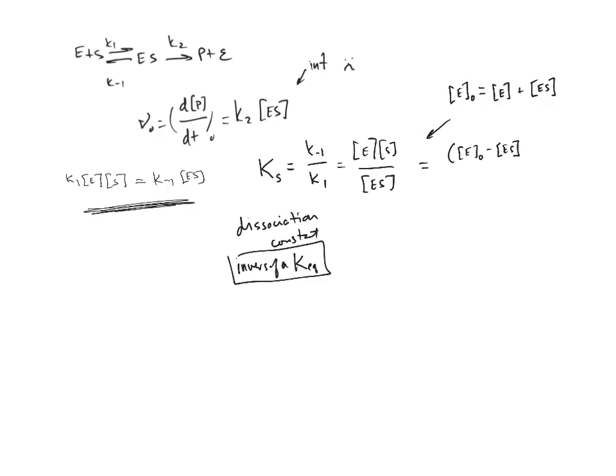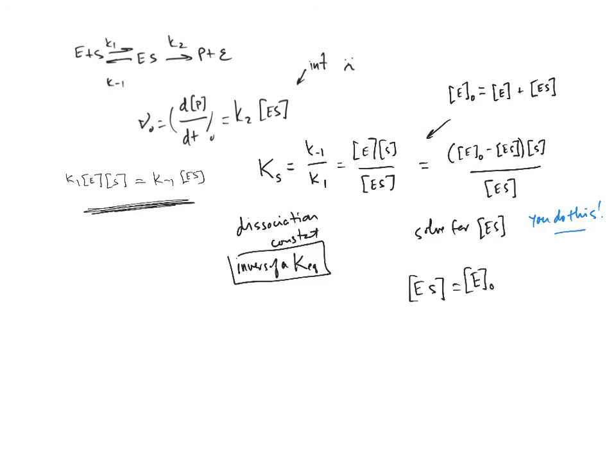So I rearrange that. And then I'm going to solve for ES. I'm going to ask you to do that. I'm going to actually give you a different color here. I think it took me 3 or 4 steps. But when I got done to isolate ES, it's equivalent to the original enzyme concentration times substrate over Ks plus S.